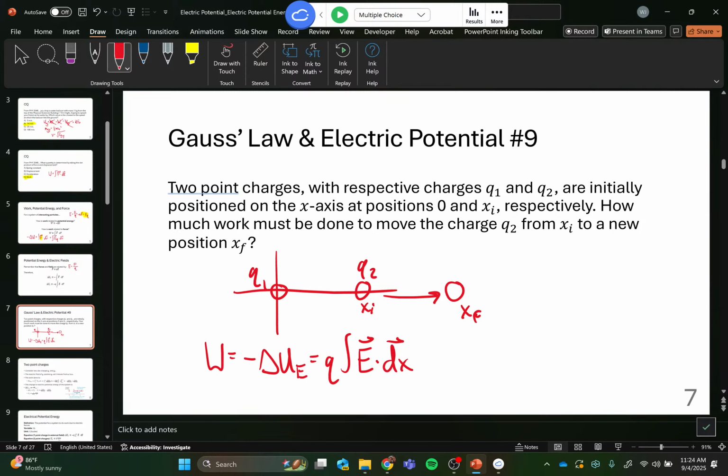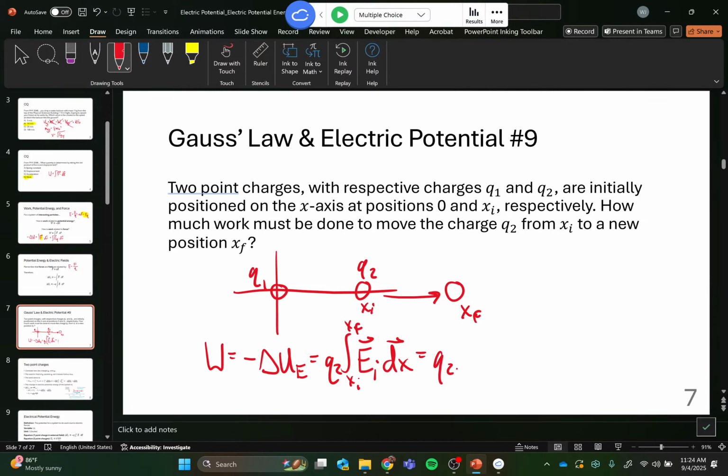Now, this is the charge. Q2 is the one experiencing the field. E1 is the electric field made by the other charge. One charge makes a field, the other experiences a field. Remember, that's always a thing. Cool. And our bounds are xi to xf.